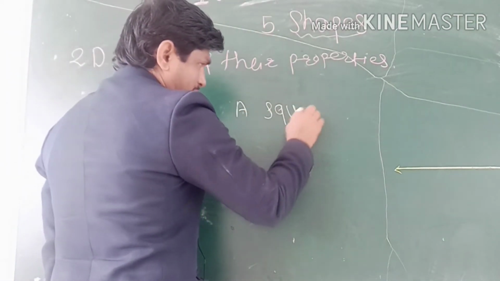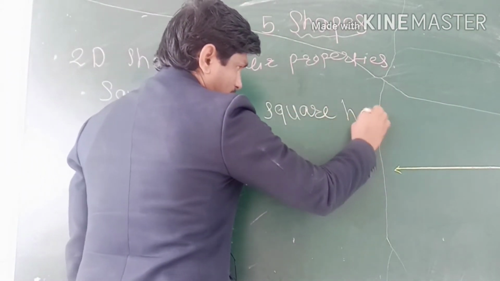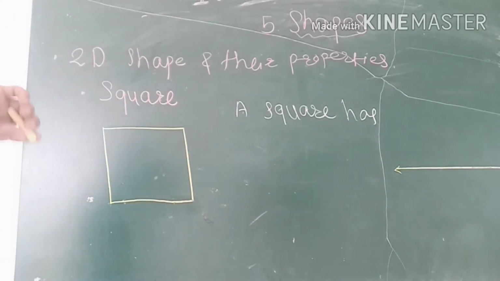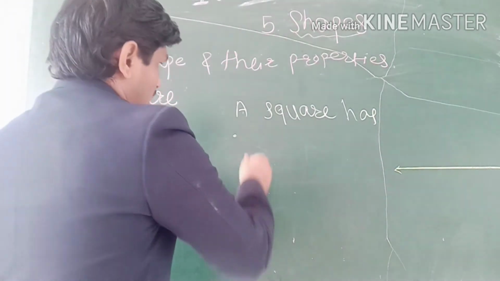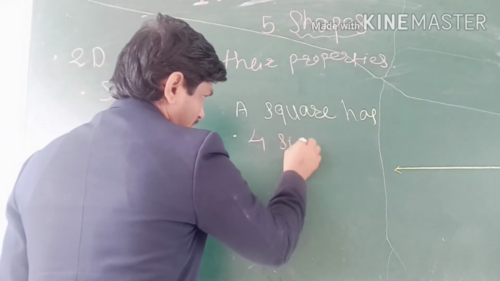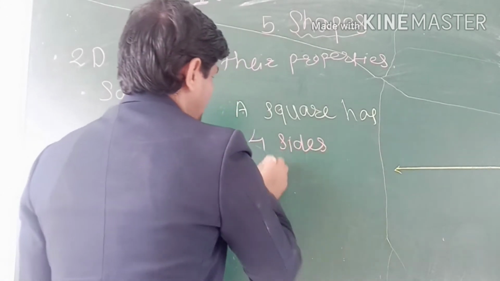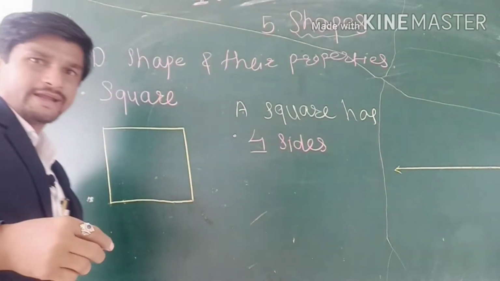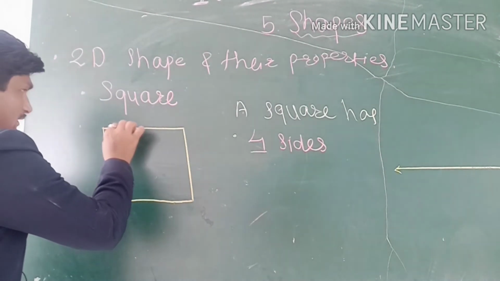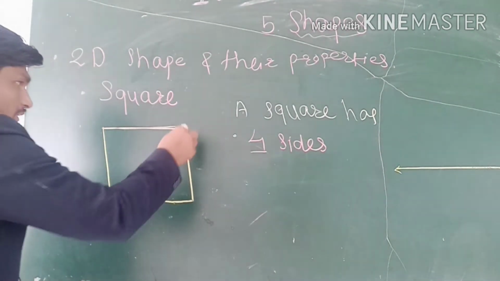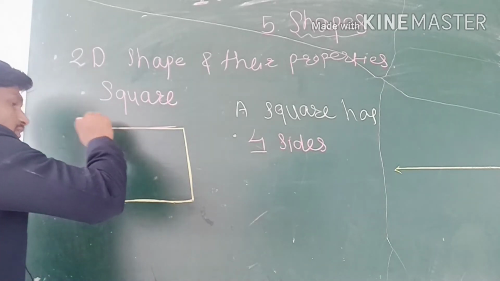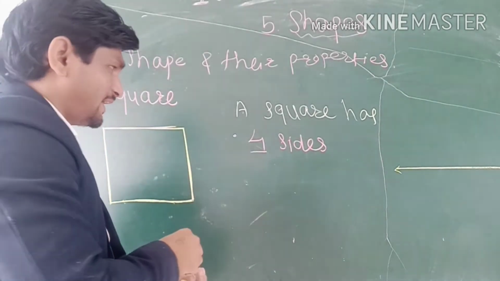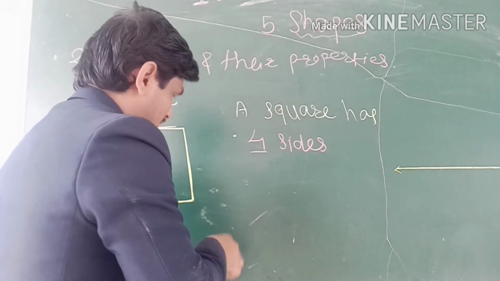A square has, first point, 4 sides. How many sides? 4 sides. See, this is the first, this is the second, this is the third, and this is the fourth side. Then how many sides? 4 sides.